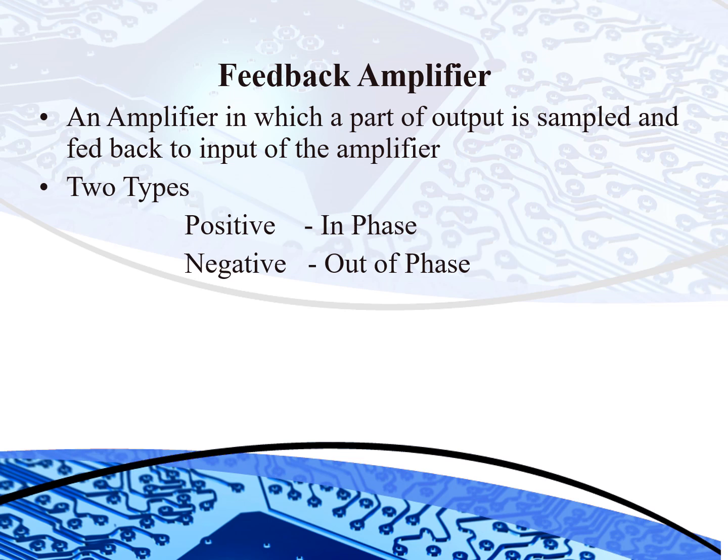Positive feedback is always in phase. That is, when two signals are in the same phase, it is classified as positive feedback. And when the two signals are out of phase, it is classified as negative feedback. Positive feedback is applied in oscillators and negative feedback is applied in amplifiers.